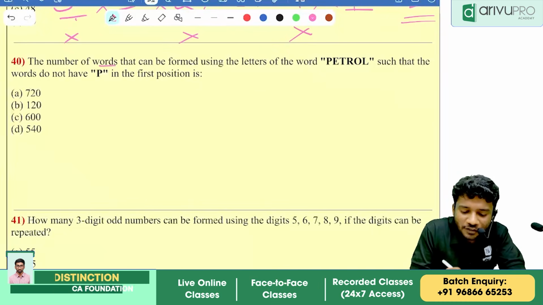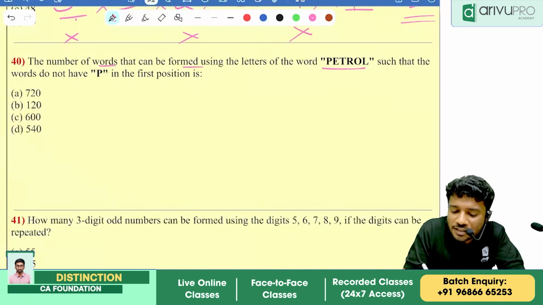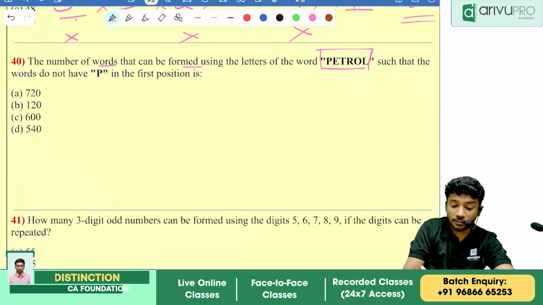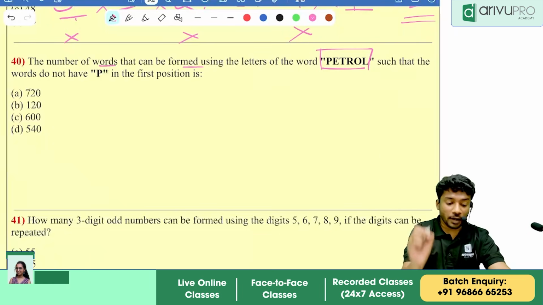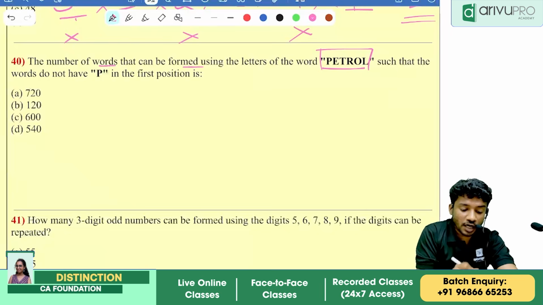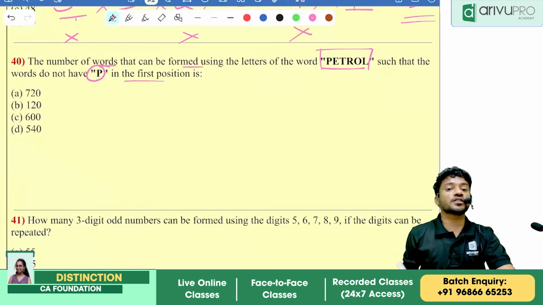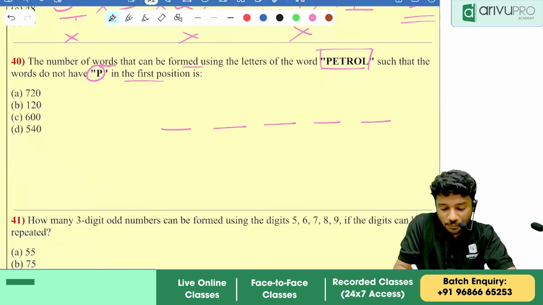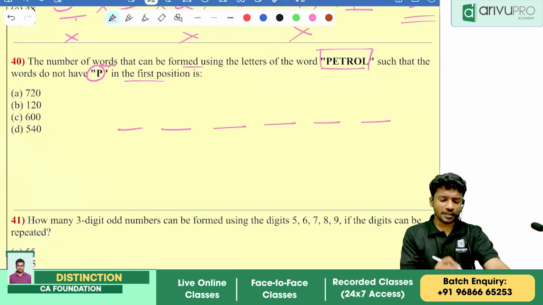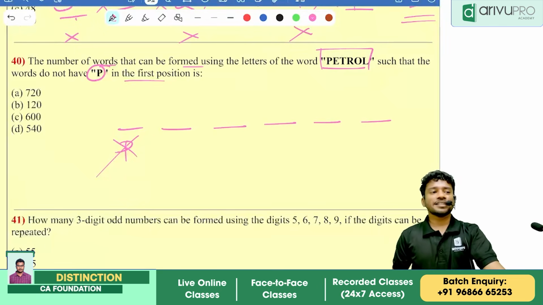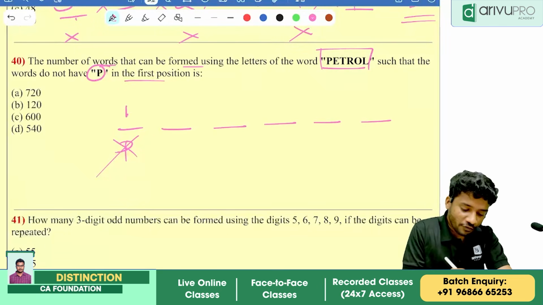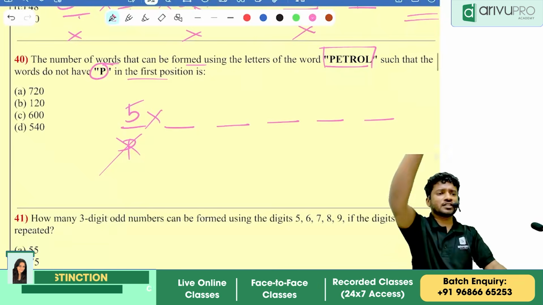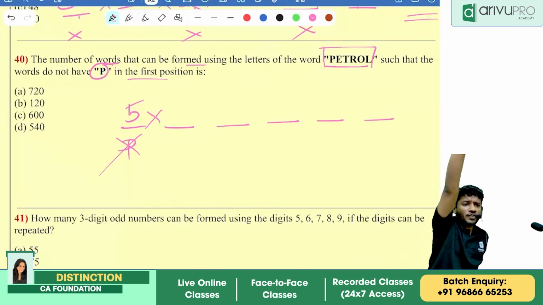The number of words that can be formed using the letters of the word PETROL. PETROL has how many letters now? 6 letters are there. But there is a condition: words do not have P in the first position. That means in total 6 letters are there. P cannot sit here. Then how many people can sit there? 5. Okay, 5 people can sit there. With repetition or without repetition? Without repetition.